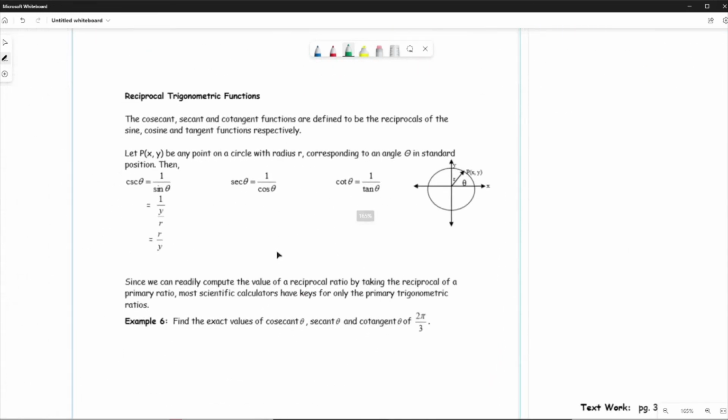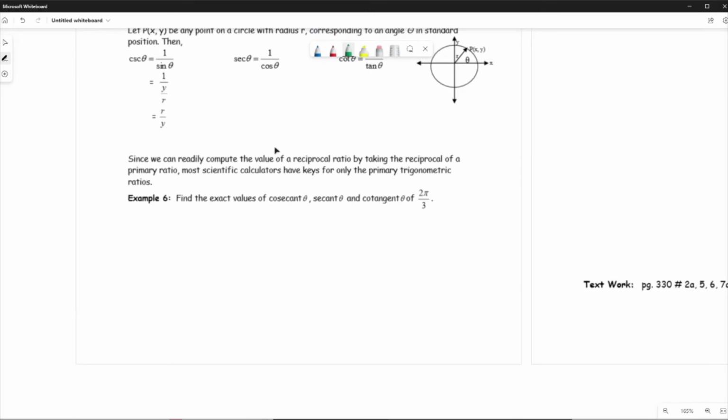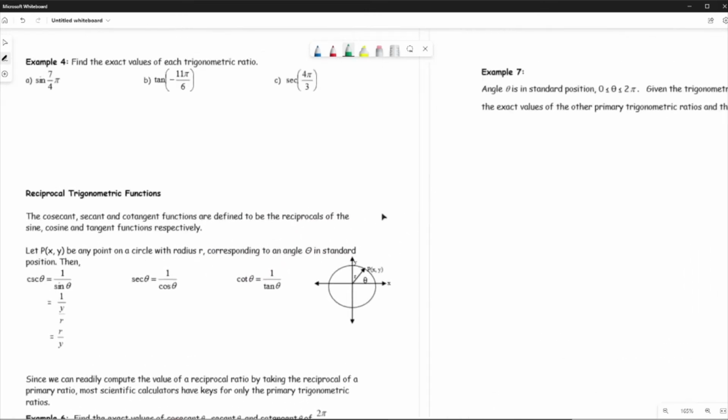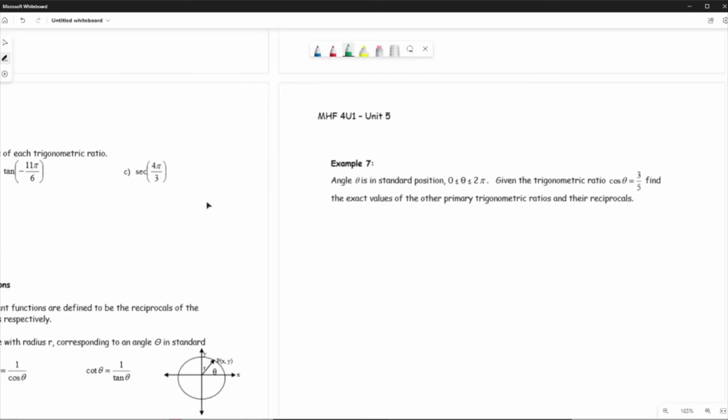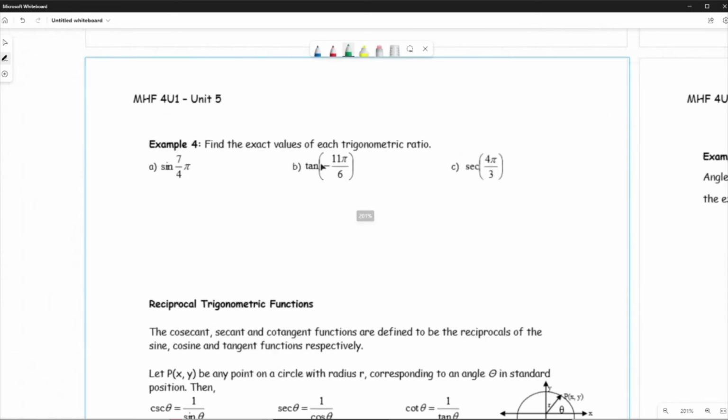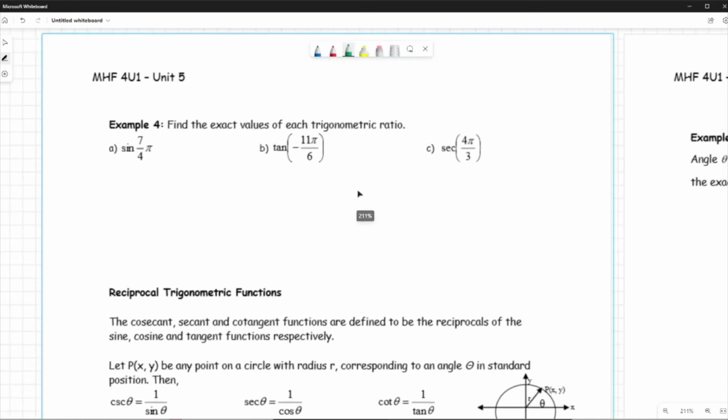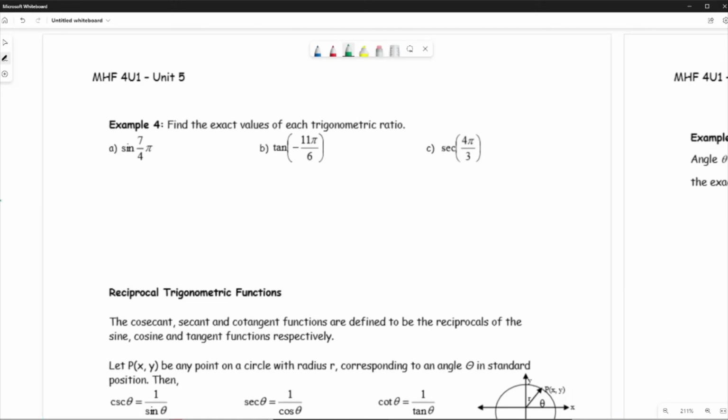Last couple of questions here are to look at some reciprocals, try another standard question, and then find the exact value of these trig ratios. Okay, to do this, sine 7 pi over 4. So let's get in the habit of drawing 7 pi over 4.